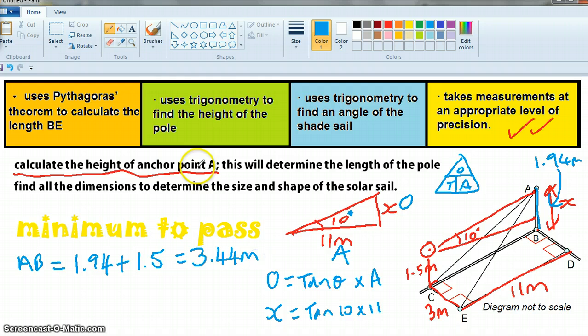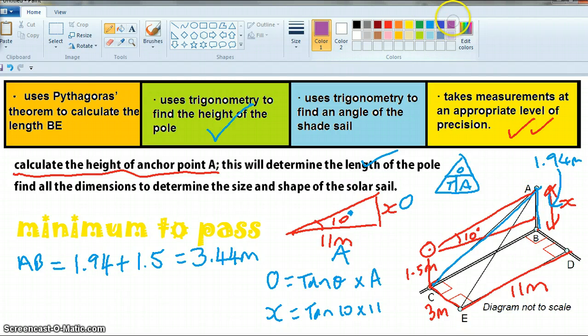meters. So now what I've done is I have used trig to find the height of the pole. So I've got 1 out of my 3. Now I've got my height of the pole. This will determine, okay, that's fine. Find all the dimensions to determine the size and shape of the solar sail. Okay, so now the next one I'm going to find is this here.